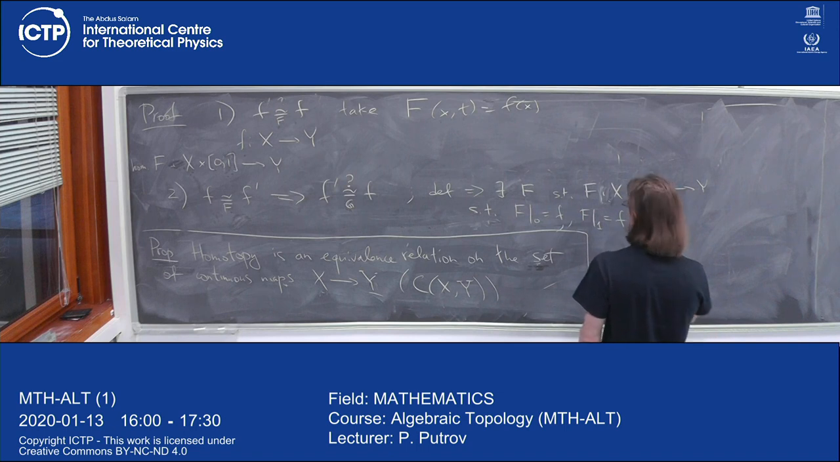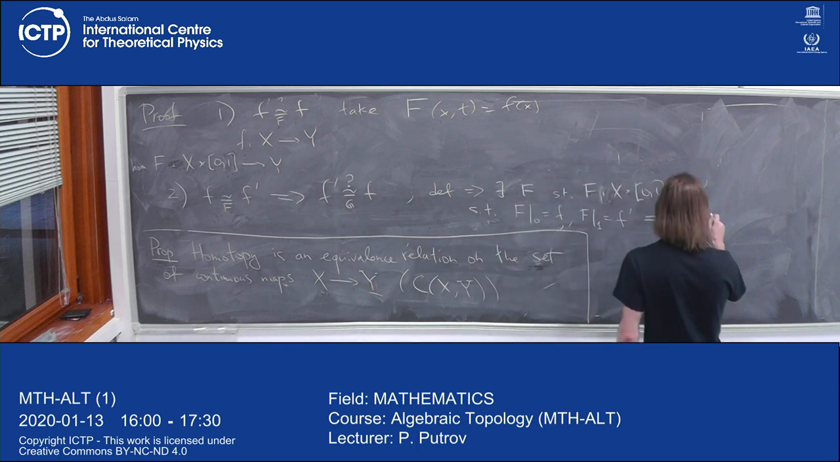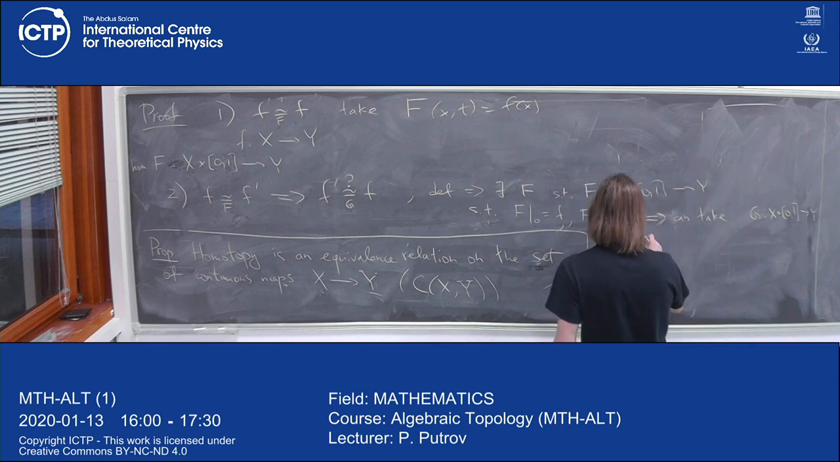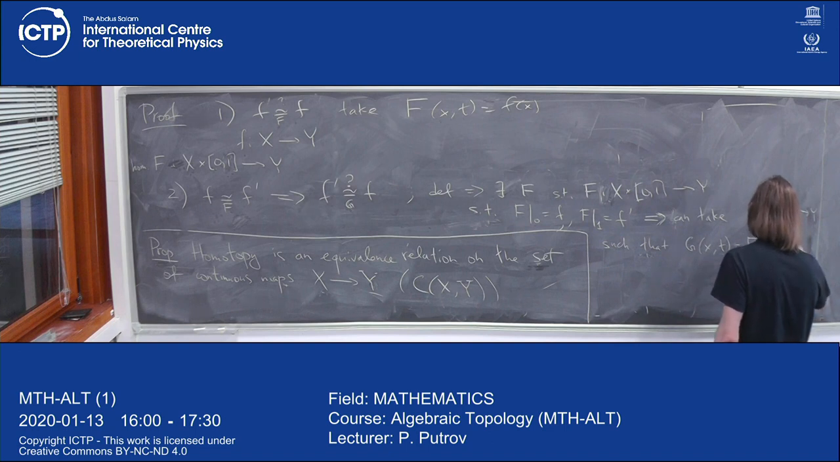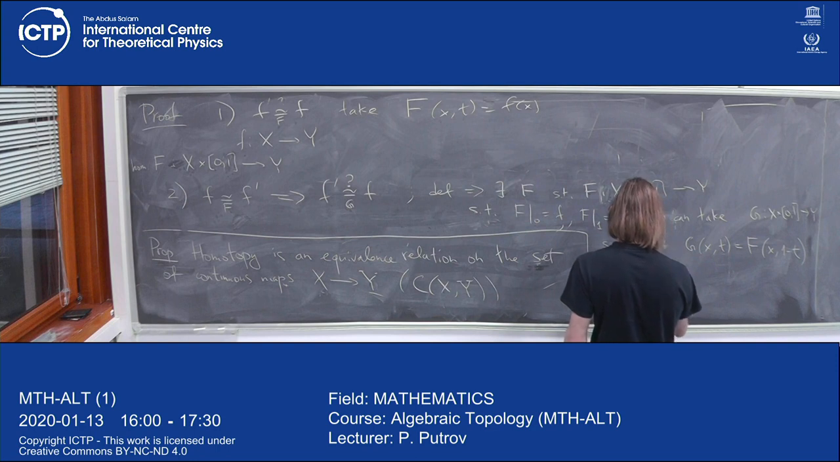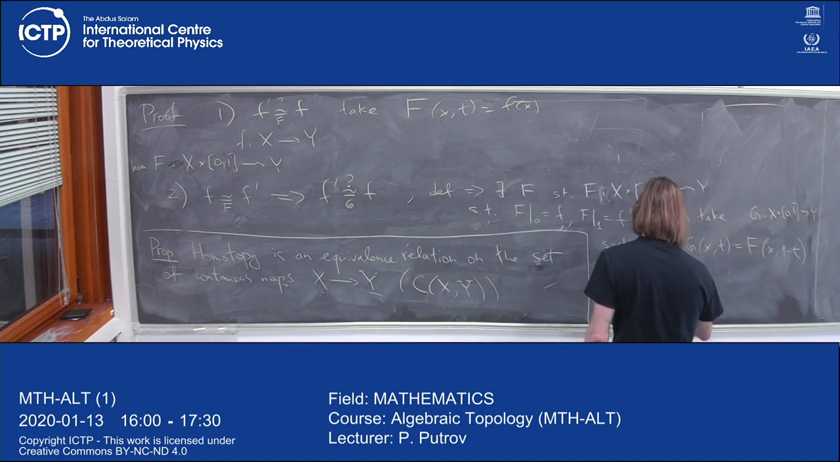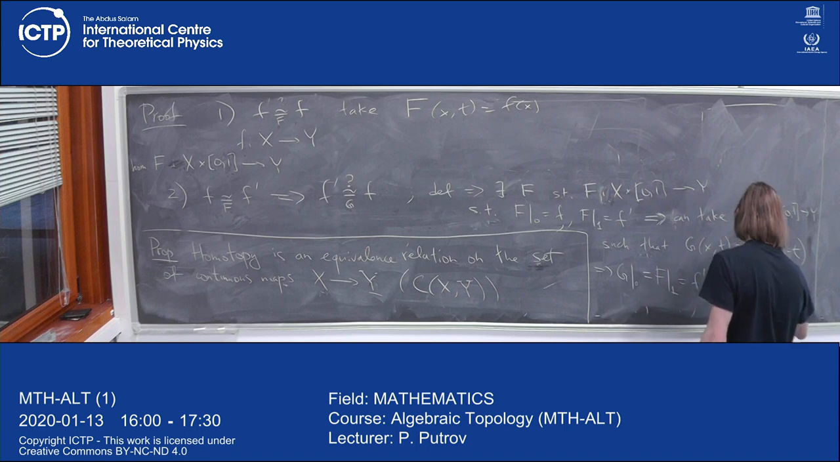And so here, to realize a homotopy between f prime and f, we can take G, which also will be a function from X times [0, 1] to Y, such that G of x and t is the same as F of x and 1 minus t. And then it follows that if I restrict G to 0, it is the same as F restricted to 1, which is the same as f prime. And similarly, if I restrict G to 1, it's the same as F restricted to 0, which is the same as f.